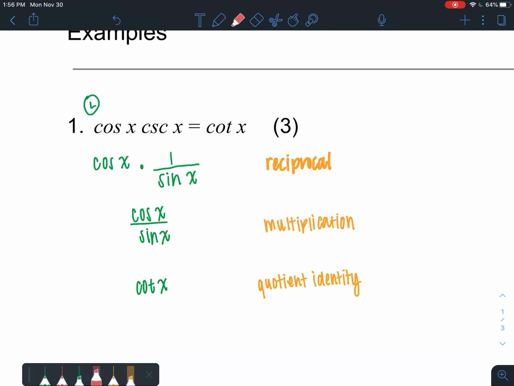You'll notice that we got cotangent, and cotangent is what we wanted, so we have proved. I like to just use a little check mark to show that I got what I wanted in the end. Okay, so it's as easy as that. You're just working through it step by step, seeing if we can find identities throughout. I would strongly suggest having that identity sheet out next to you.